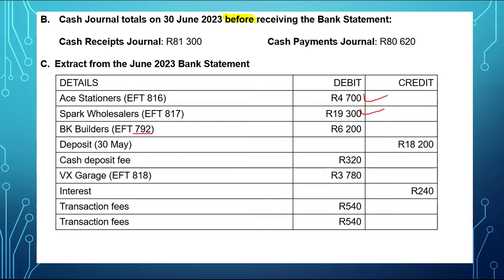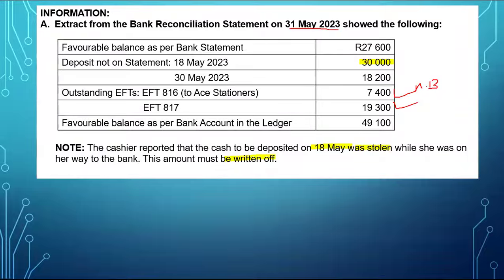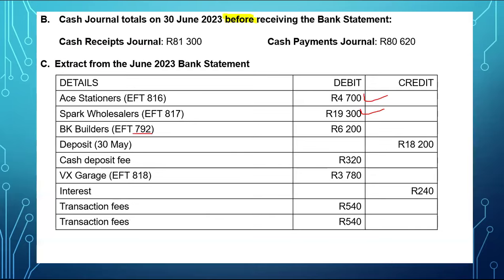Then we've got a deposit on the 30th of May of 18,200. I'm going to first start by comparing it to the previous month's bank reconciliation statement. We have 18,200 over there, which is on the 30th of May. It corresponds to this one. So it finally appeared in the bank statement. I will just tick it. Then they have a cash deposit fee. That is a bank charge. I will just circle it for now to check if I have any other bank charges.